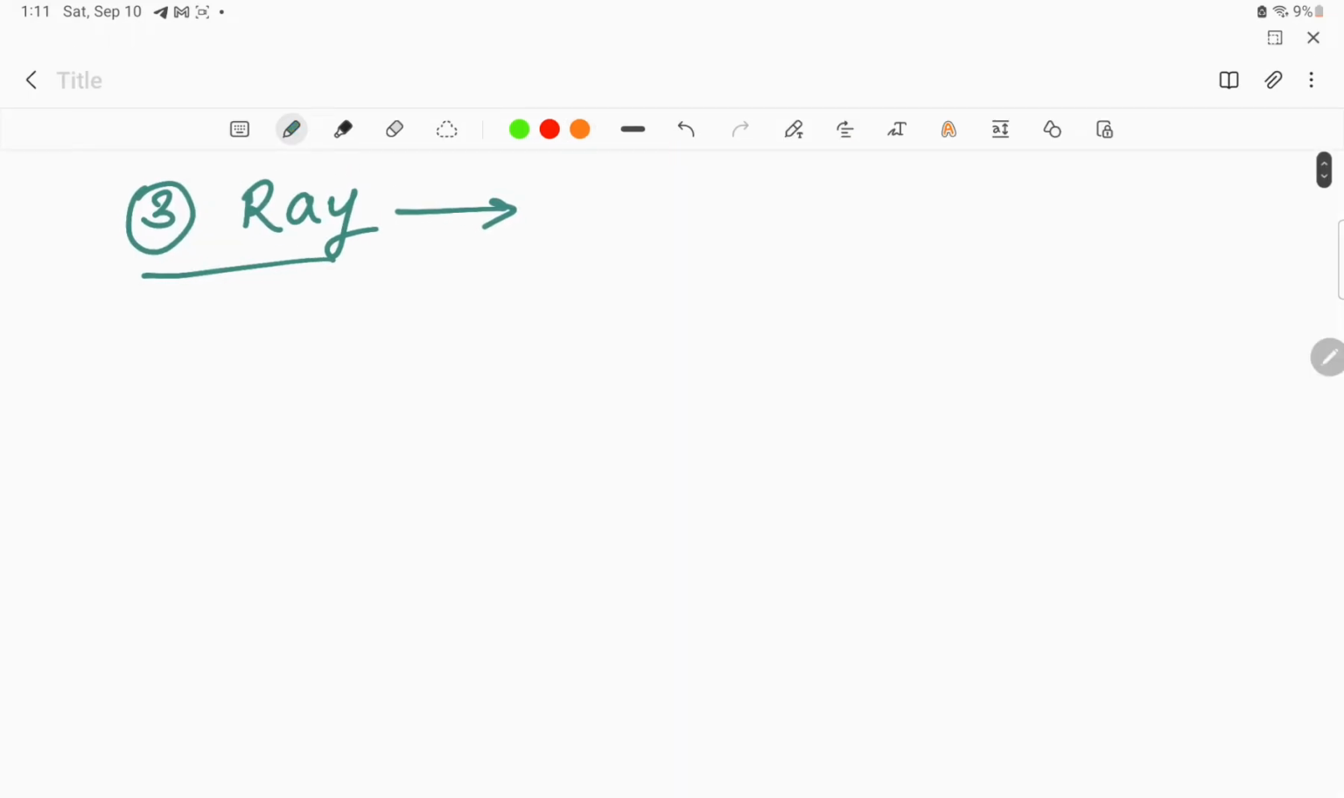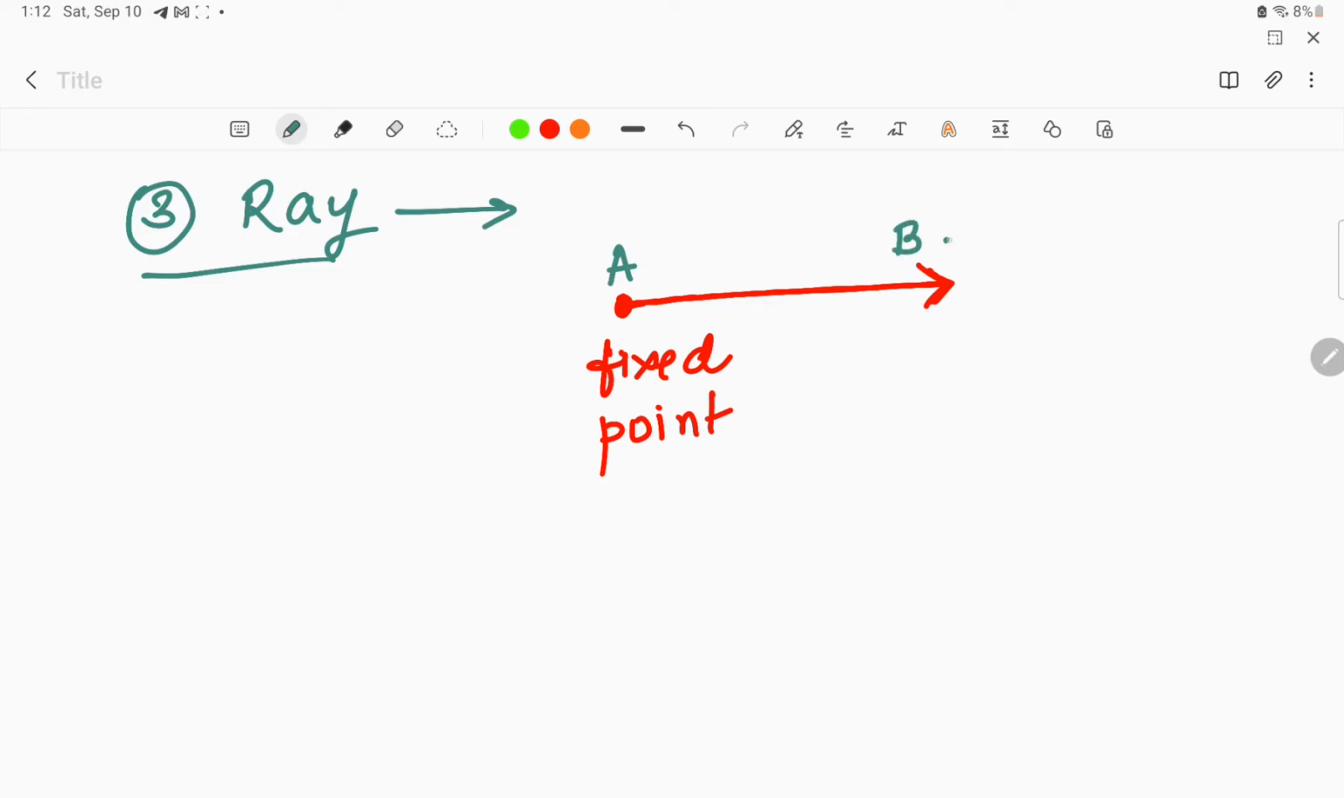Now how can the ray be explained? Consider any one particular dot or a point and a one-sided arrow. So basically a line with an arrow at the front, and one point indicating that this particular ray has been started or initiated from this point. For example, this is a fixed point, which we are considering as point A, and this is B. B indicates that there is no end, B can move up to plus infinity also.